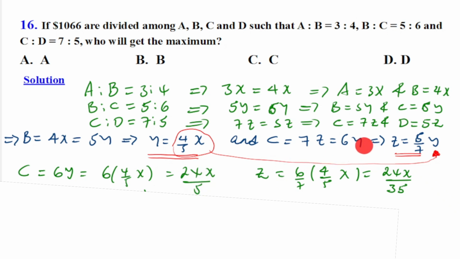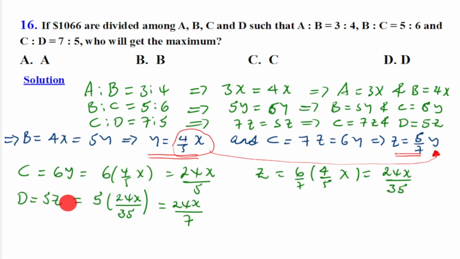And we can solve for z here. So z is equal to 6 over 7 times 4 over 5x. It becomes 6 times 4, 24x over 35. We can find d in terms of x by inserting in place of z, which is equal to 24x over 35. So 5 times 24x over 35 is 24x over 7.